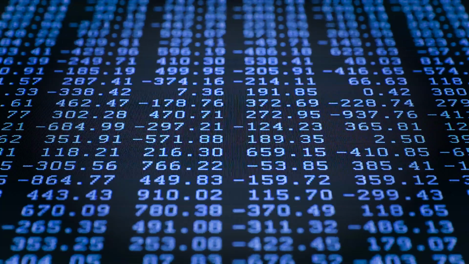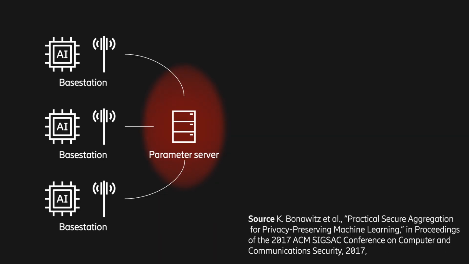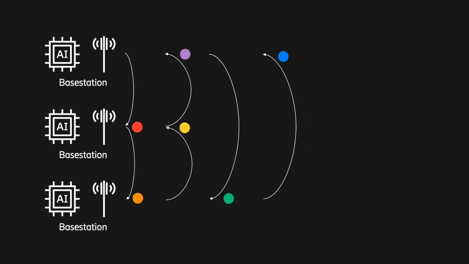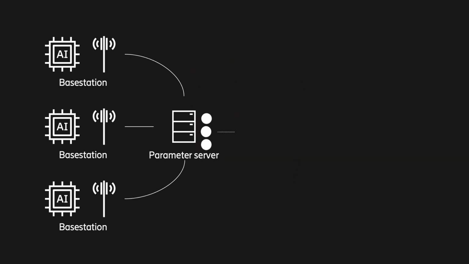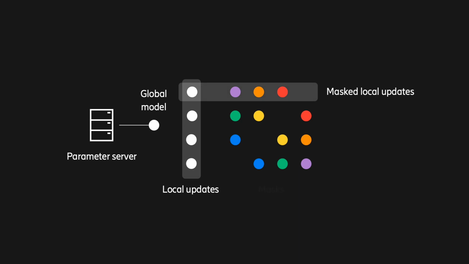Information about the data may still leak through the updates themselves. To prevent the parameter server from getting access to the updates, one can employ a multi-party computation protocol. Using secret sharing, the clients exchange masks. The clients then use the masks to hide their local updates before sending them to the parameter server. The way the masks are constructed and shared enables the parameter server to aggregate the hidden local updates into a new global model without being able to unmask any of them.